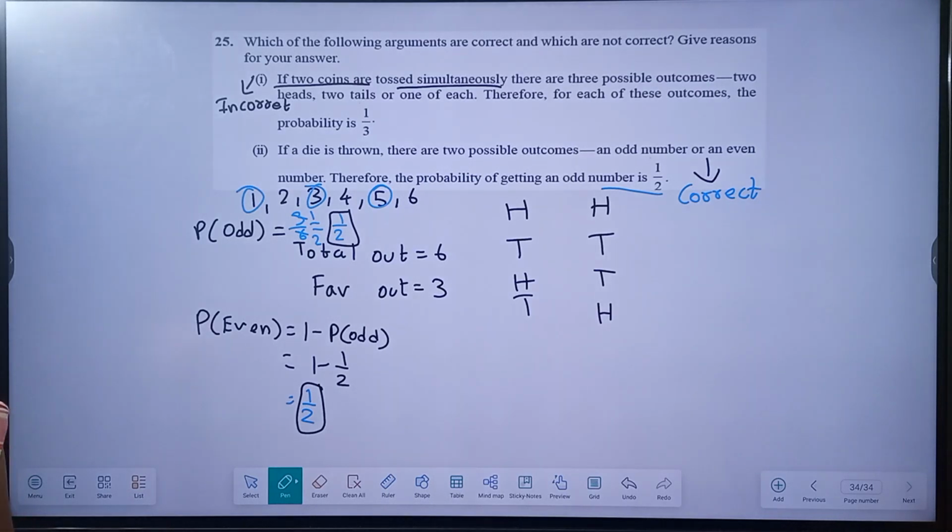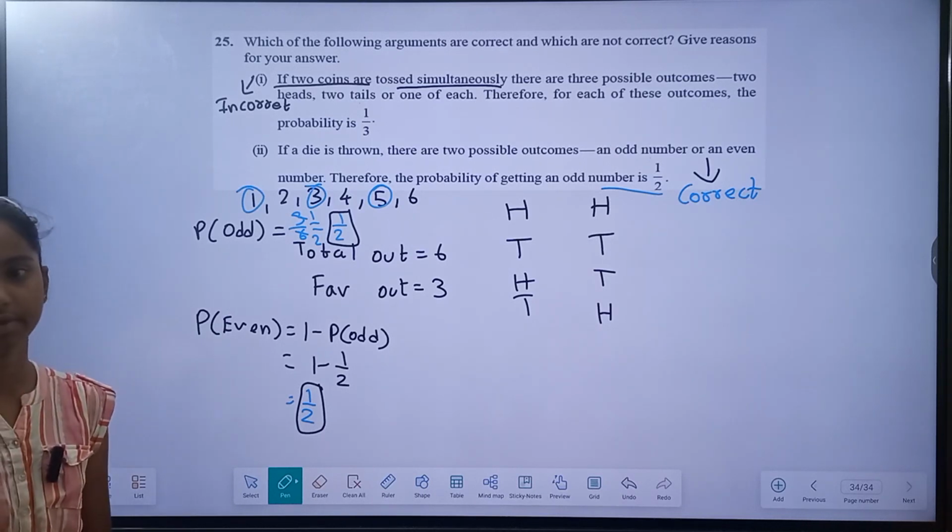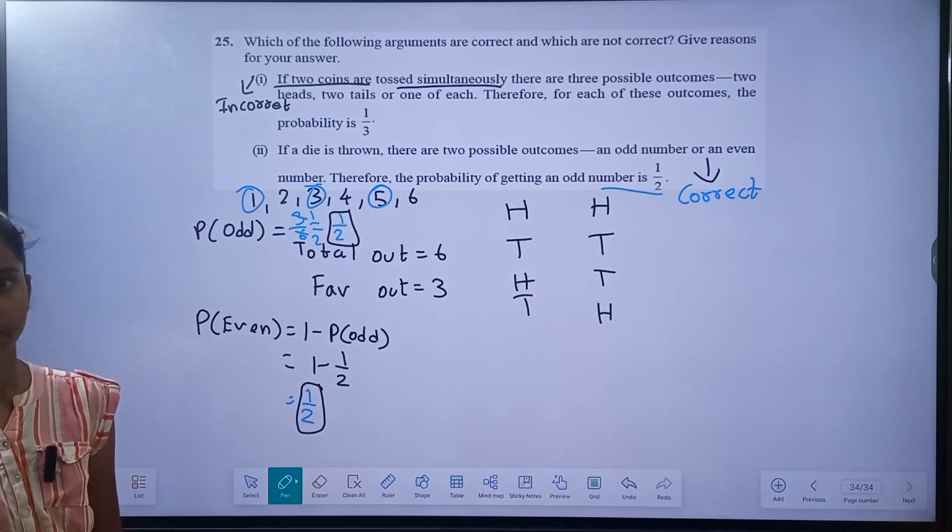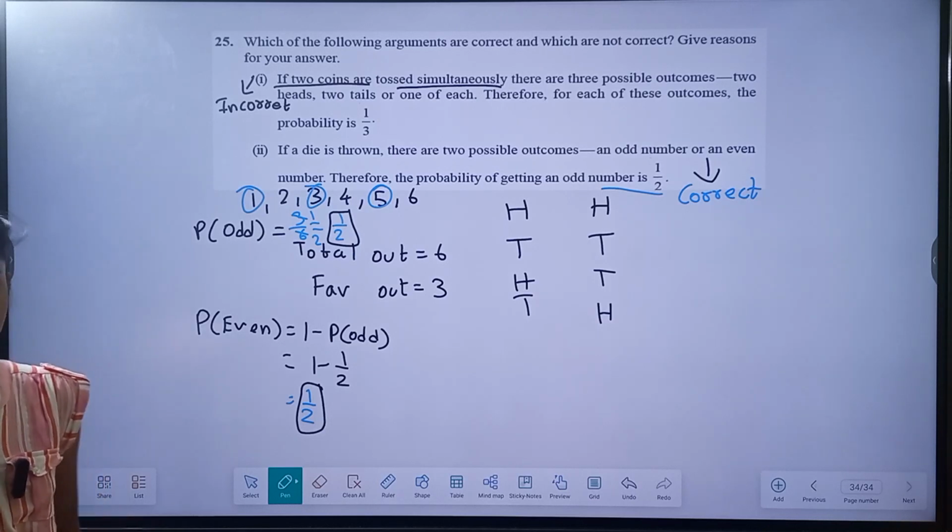If suppose the die had 7 faces, in that case both are not equal, because for odd it will be 4/7 and for even 3/7. Both are not equal in that case.